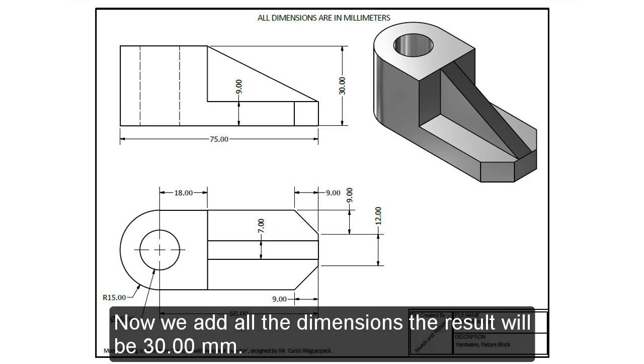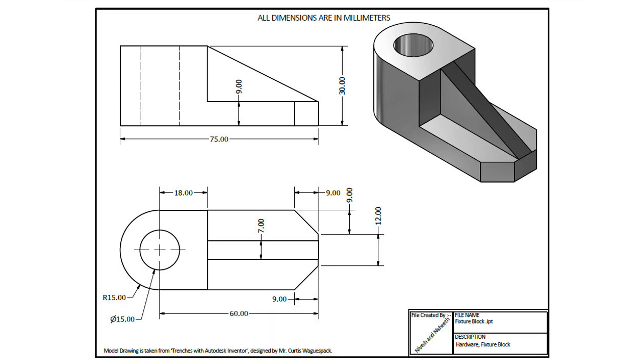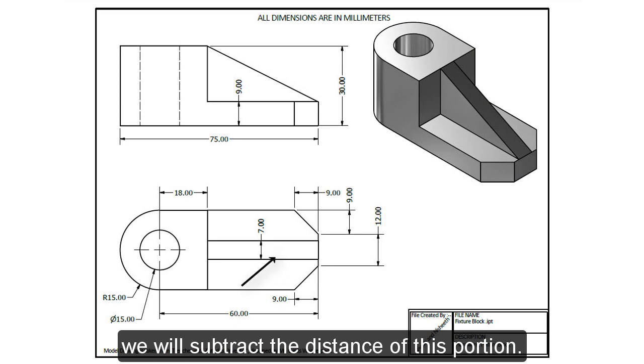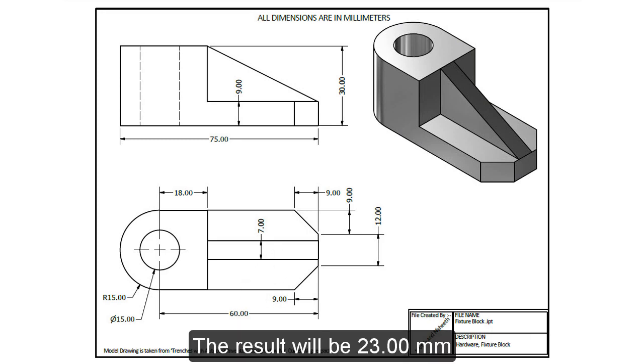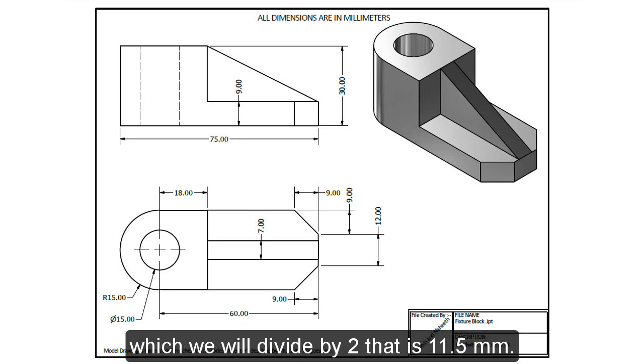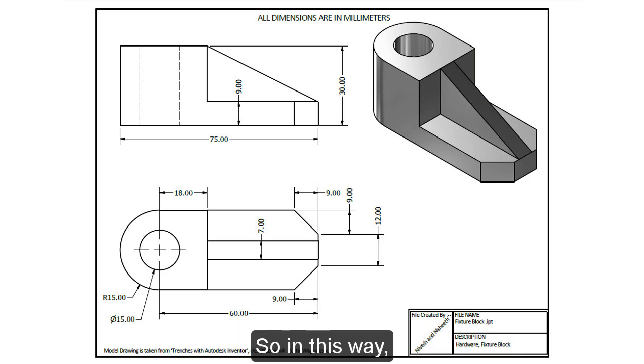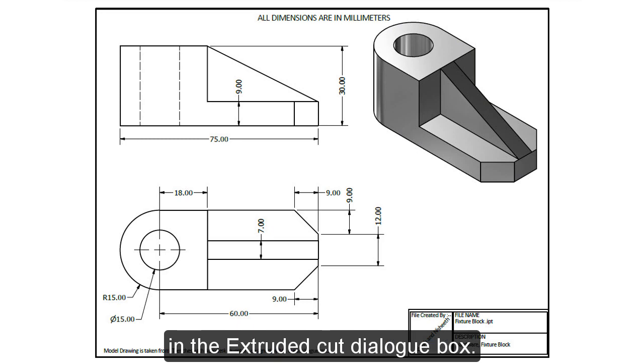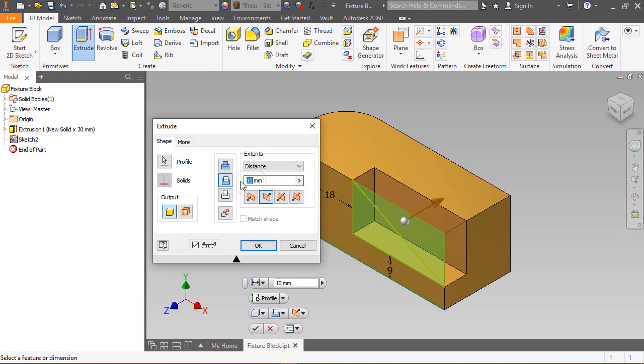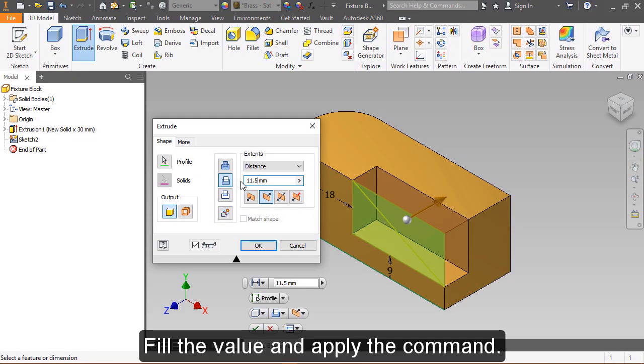Now we add all the dimensions. The result will be 30 mm. From this distance, we will subtract the distance of this portion. The result will be 23 mm, which we will divide by 2, that is 11.5 mm. So in this way, we will use this dimension in the extruded cut dialog box. Fill the value and apply the command.